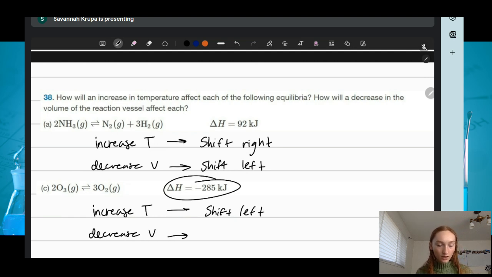And so when we also decrease the volume, it's going to want to shift left as well, because now it has more energy to make the reactant. And because moving to the left needs energy, we'll have energy, and so we can make it then. So it's going to shift left. Okay, so now let's move on to the next problem. I'll leave that up for a second if you're still looking at it.